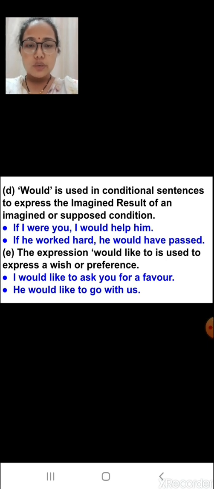The expression would like to is used to express a wish or preference. For example, I would like to ask you for a favor. Number 2, he would like to go with us.